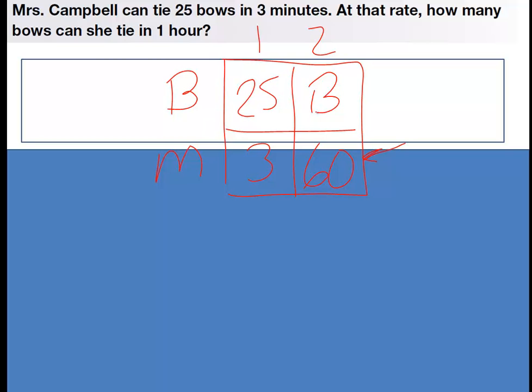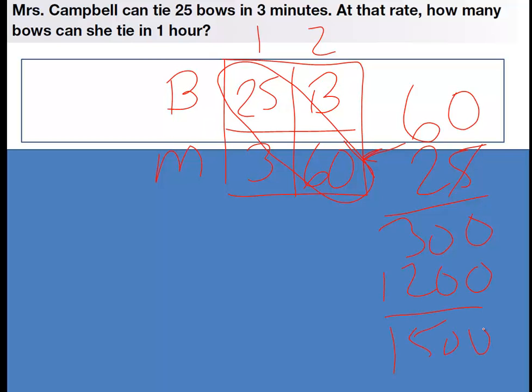Now we just do the cross multiplication. You're going to do 60 times 25. 5 times 0 is 0. 6 times 5 is 30. Take it down, 0 is 12. So I get 1500. Divide that by 3. So 1500 divided by, because here's my 3, I've got to divide it by 3. It's going to be 5. So how many bows can she tie in 1 hour? You should have gotten 500.